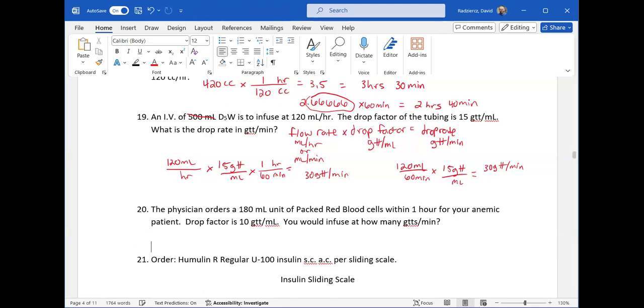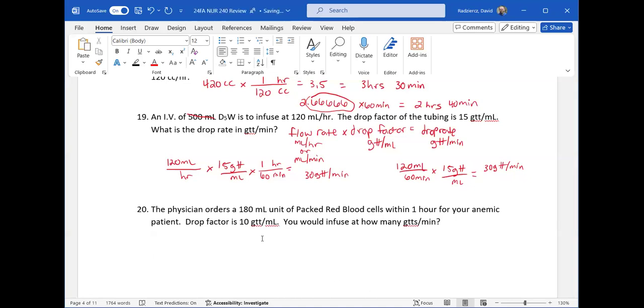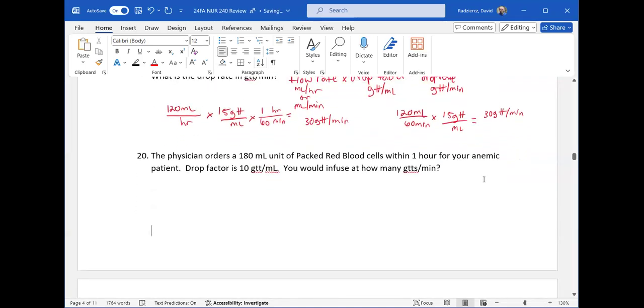For number 20, it's the same thing. We have 180 milliliters to infuse over 1 hour, drop factor of 10. So you're going to set it up the same way. But this time I'm not going to do the over an hour. I'm just going to say 180 milliliters, 60 minutes, times 10. Cancel out milliliters. And then we get the same answer, 30.